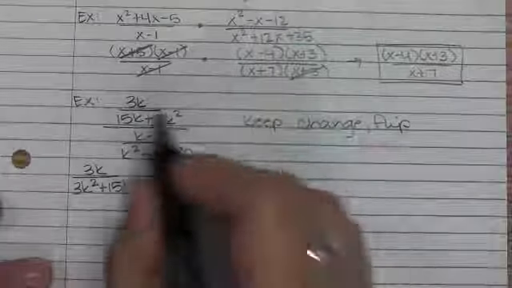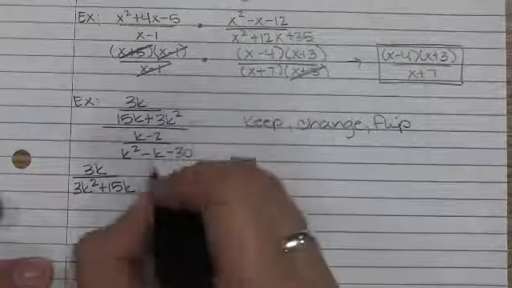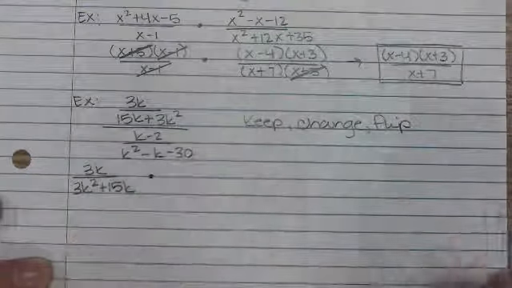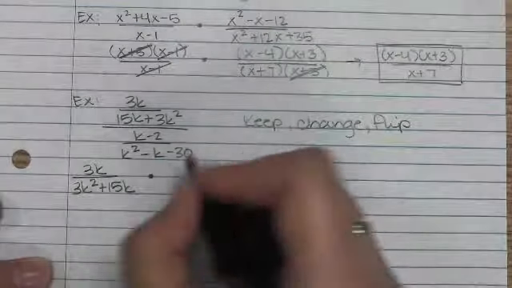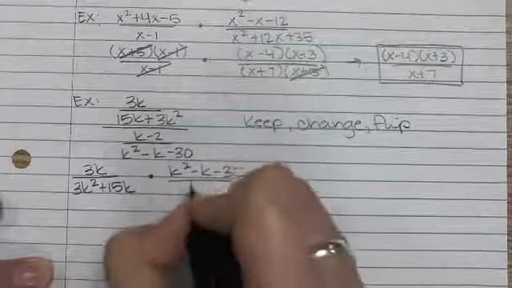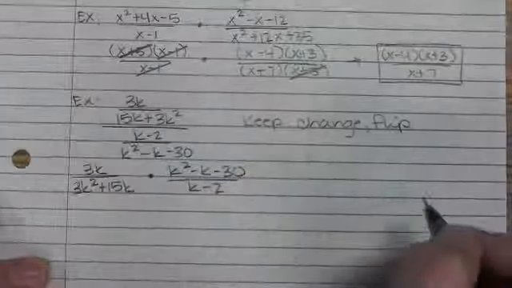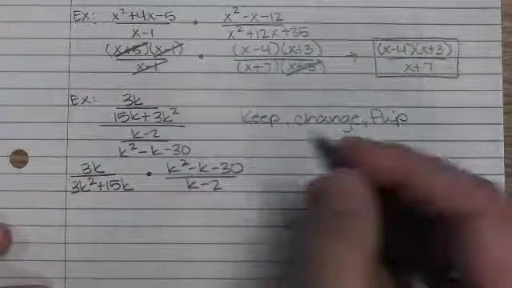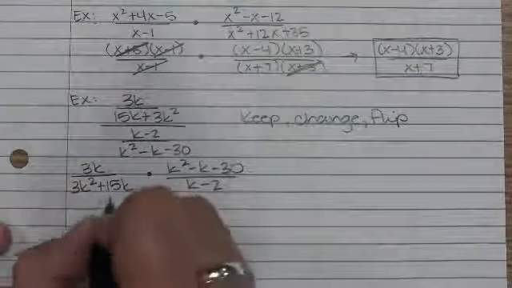Just change the order. So I kept the top, I'm changing it from a division problem to a multiplication problem, and then I'm flipping the bottom up: k squared minus k minus 30. And now at this point, it's just like the example above, so I'm going to go ahead and factor that.